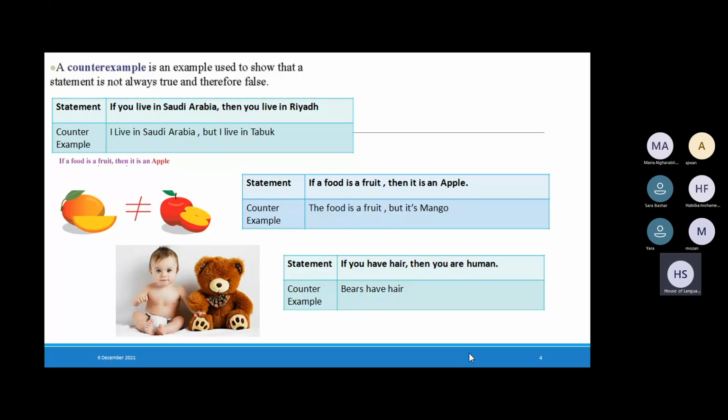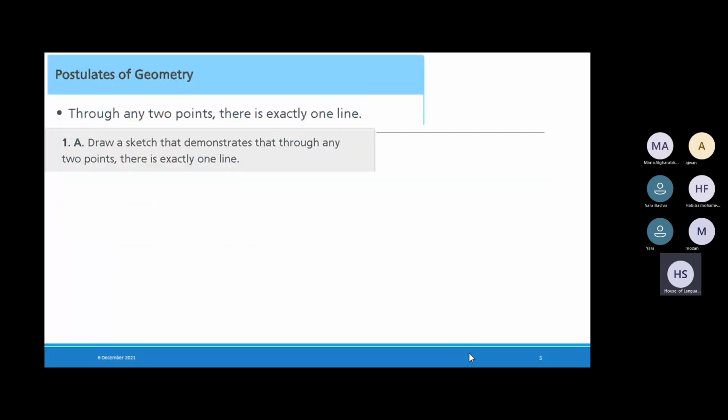Let's see how they're working in math. Now, all of you, please, I want you to work on your paper. Let's start now. I told you what is the postulate and what is the counter example. Let's start now with the first postulate of geometry. The first one says that through any 2 points, there is exactly one line. I want you now to draw it on your paper. Draw a sketch that demonstrates that through any 2 points, there is exactly one line.